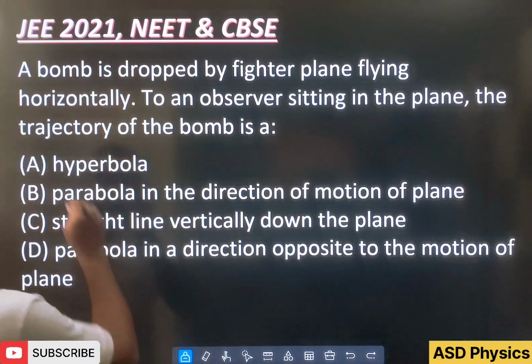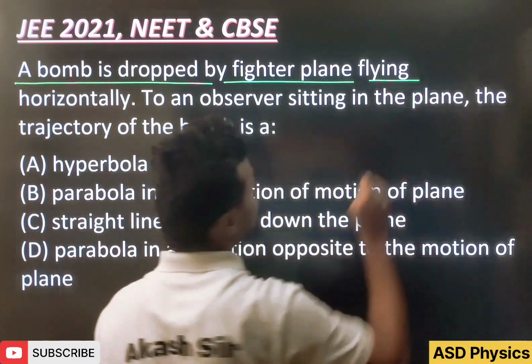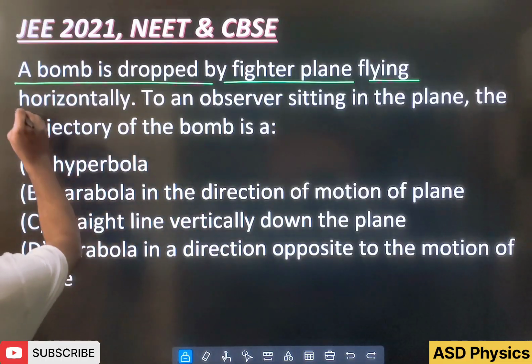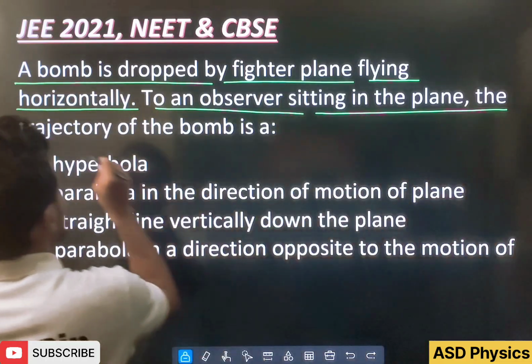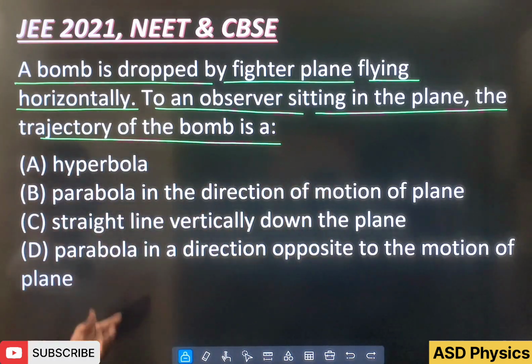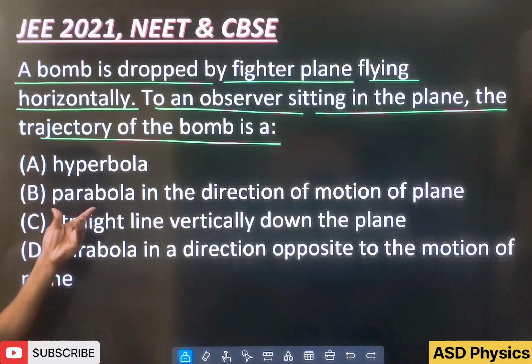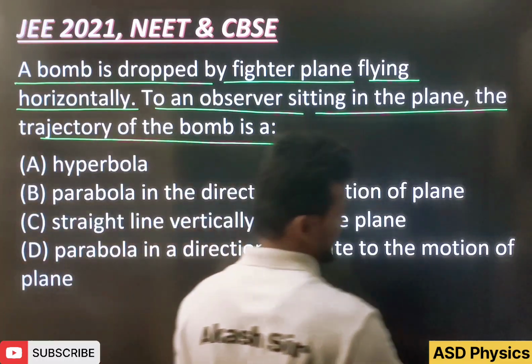First question is here, very interesting question. A bomb is dropped by a fighter plane flying horizontally. To an observer sitting in the plane, the trajectory of the bomb is which one? And here you can see some options are available like a hyperbola, parabola, straight line. So let's see how the things will happen here.